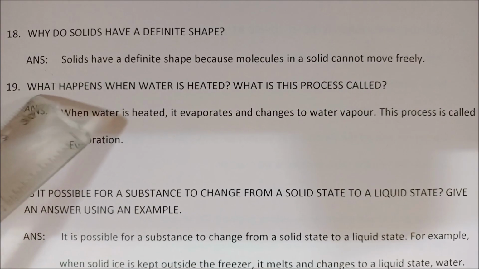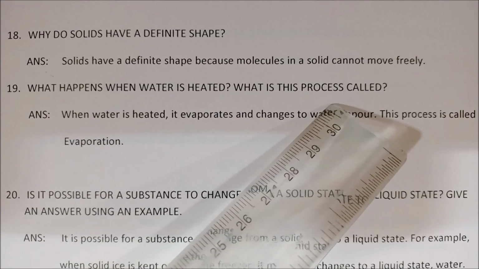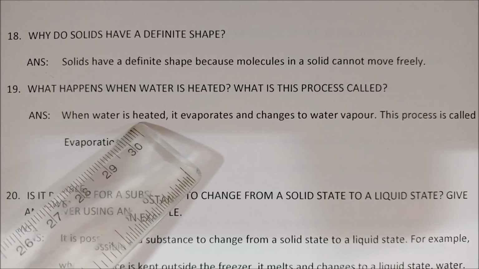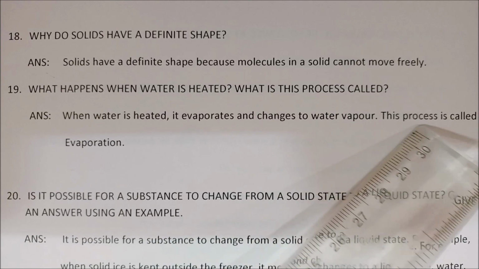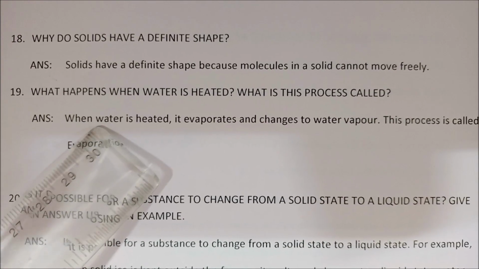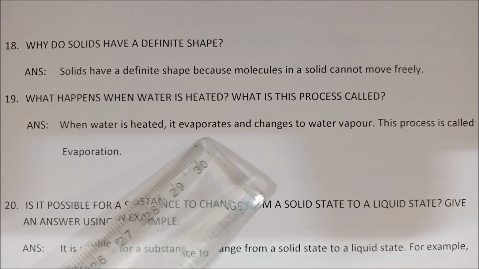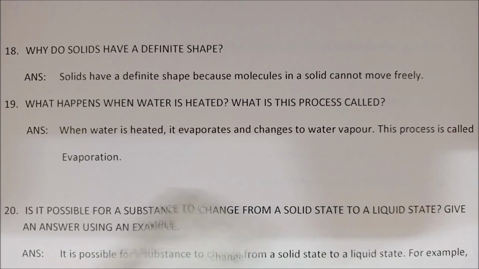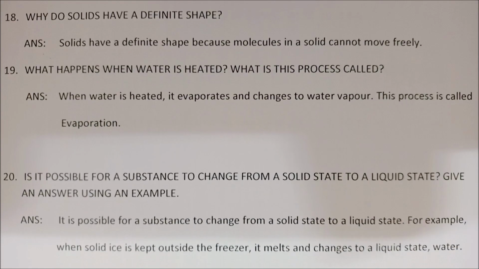Your 19th question: what happens when water is heated? What is this process called? Answer: when water is heated, it evaporates and changes into water vapor. This process is called evaporation. Your next question, your 20th one.